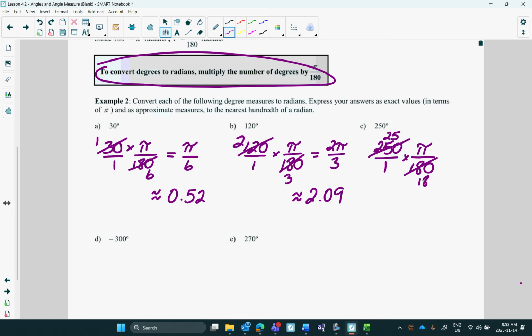Well, I can't reduce 25 and 18, can I? There's no number I can divide by. So that's the best I can do. So it's going to be 25 pi over 18. Which, again, if we use a calculator and approximate it, we get approximately 4.36.